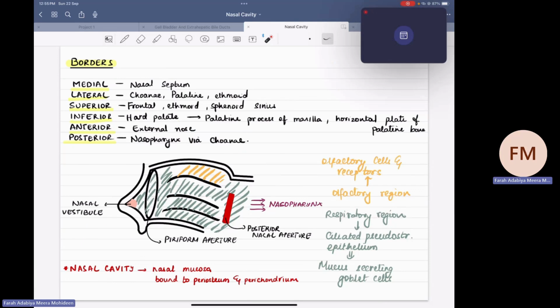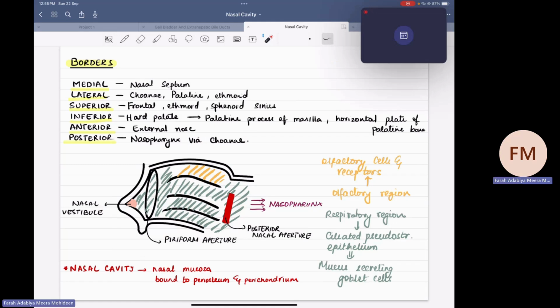Now, this is a sagittal section, but you're looking towards the lateral side of your nasal cavity. You have your conchae here, which are like bulgings from your bone, and they help in increasing surface area and create an opening, right? And then you have your palatine and your ethmoid bone.